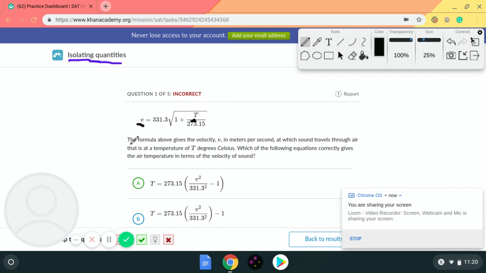So let's get started. The formula above gives the velocity v in meters per second, at which sound travels through the air at a temperature of T degrees Celsius. Which of the following correctly gives the air temperature in terms of velocity of sound?